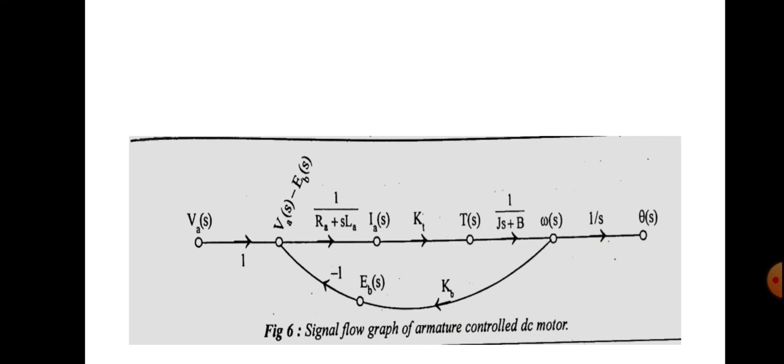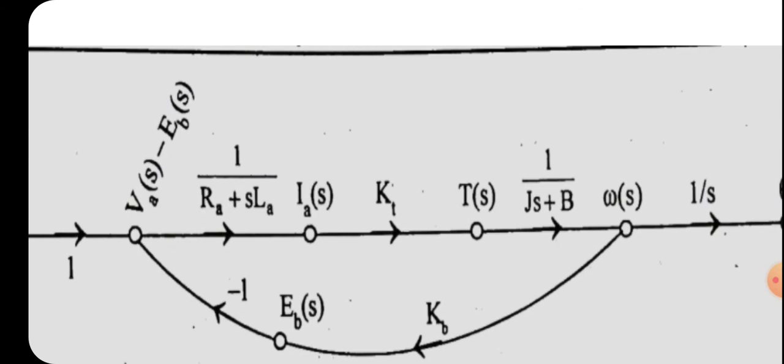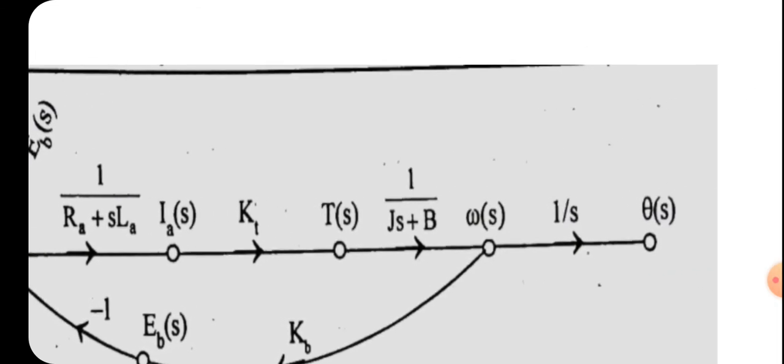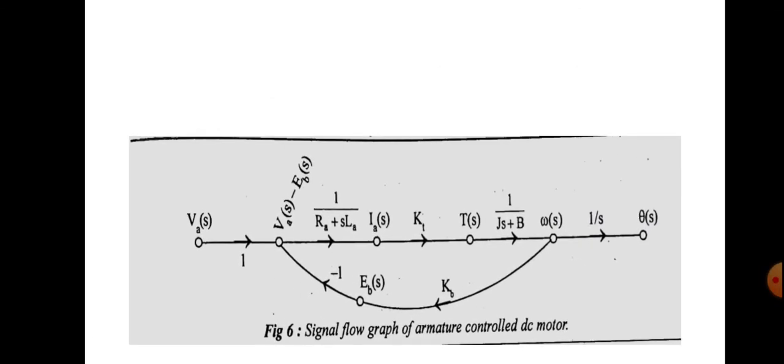In this case you should mark the arrow marks also in each of the diagrams, which show the flow of the signal. In the first figure it goes up to Ia(s), and there is Eb(s) also, and Ia(s) then gives to T(s) and its gain is Kt, and T(s) goes to omega(s) and its gain is 1/(Js+b), and from omega(s) first it will go to Eb(s) and its gain is Kb, and then from omega(s) it goes to theta(s) and its gain is 1/s. That is the way we can join all these signal flow graphs in order to get the original signal flow graph for the armature controlled DC motor.